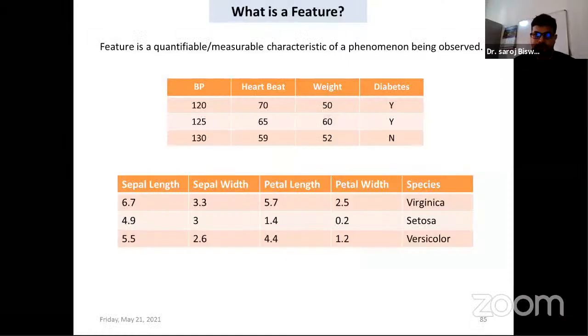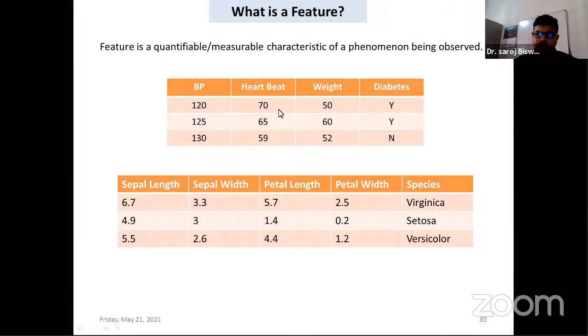To define what is a feature: a feature is a quantifiable or measurable characteristic of a phenomenon being observed. So wherever we have an event, if we have some quantifiable characteristics in this event, then we can say that is a feature. For example, here we have already seen this kind of data set, which we discussed earlier.